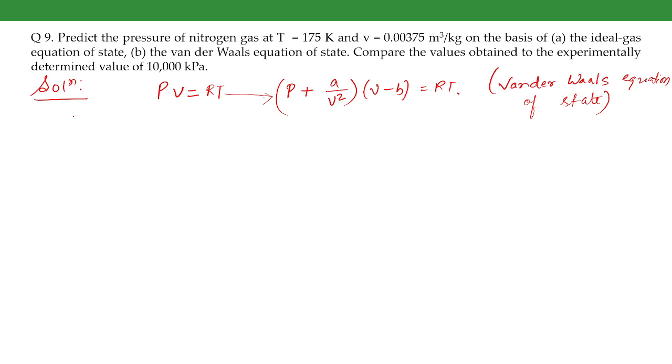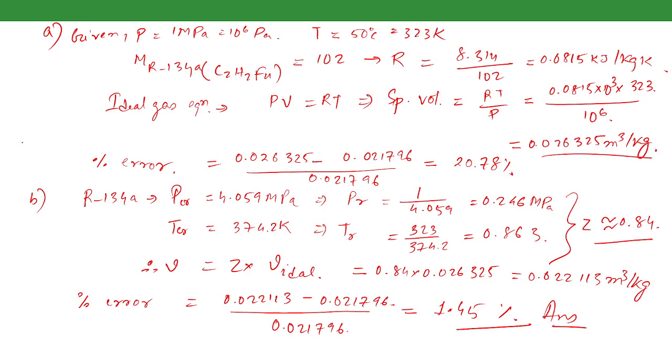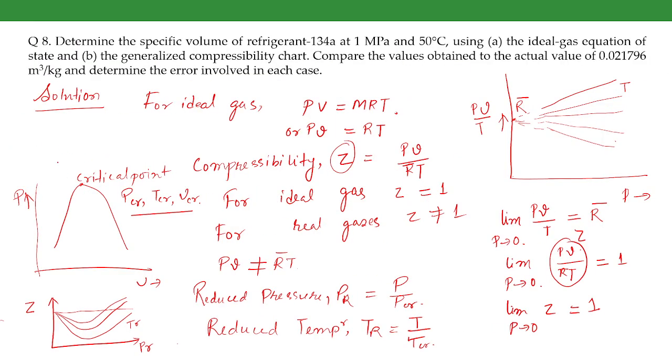So how will we determine the values of A and B? For this we will use two equations. As we have seen, at this critical point the slope becomes like this, so the slope becomes essentially 0 at the critical point.